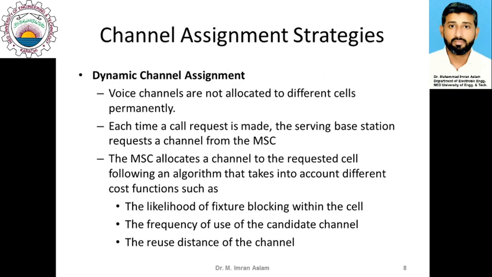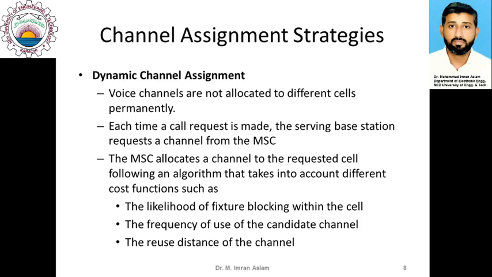Second type of channel assignment is actually called dynamic channel assignment. In dynamic channel assignment, voice channels are not allocated to different cells permanently. So all the channels are basically controlled by the mobile switching center MSC. Each time a call request is made, the serving base station has to request the MSC to allocate a channel. The MSC, once it gets a request for channel allocation, has some algorithm that runs at the background.